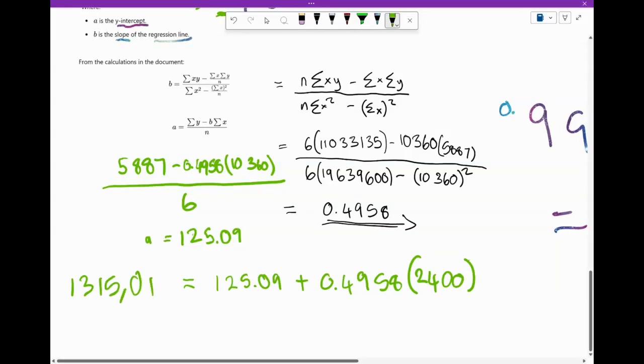1315.01. Okay, so this is obviously in rands, right? Or did we do this in dollars? Doesn't say. Okay, but that's fine. It says rands. Okay, thank you for that. So that's our prediction. Now, would you say this prediction is reliable?